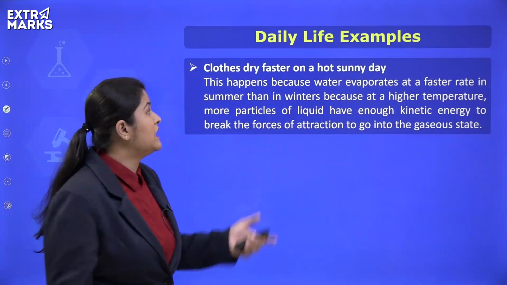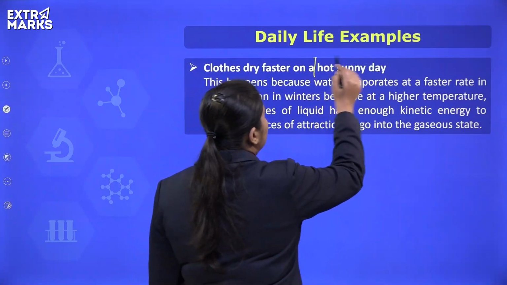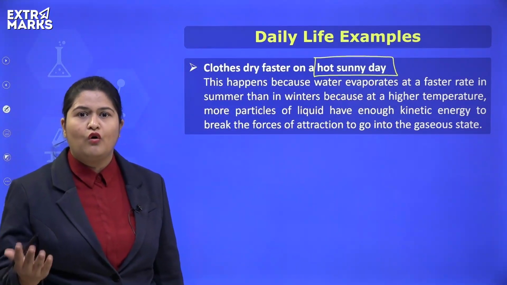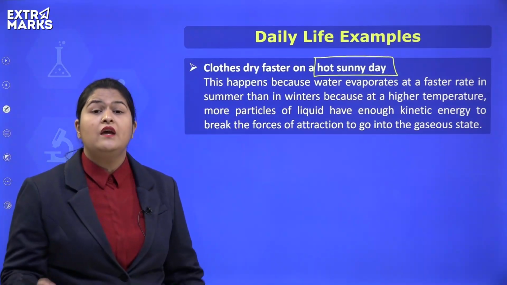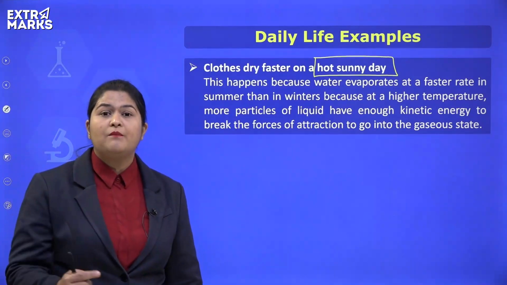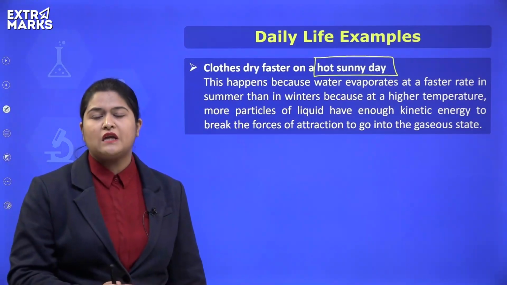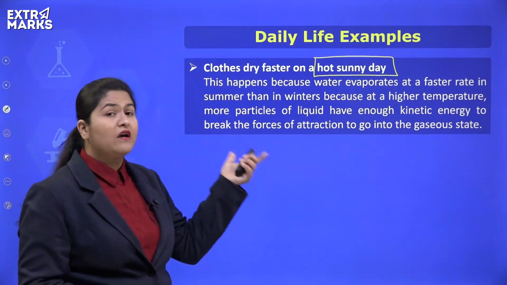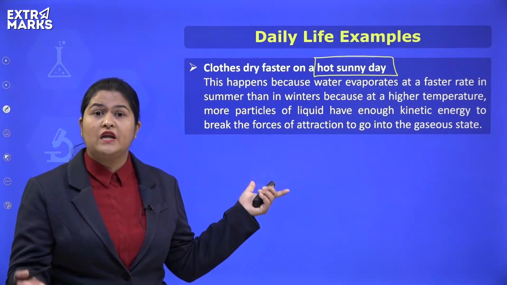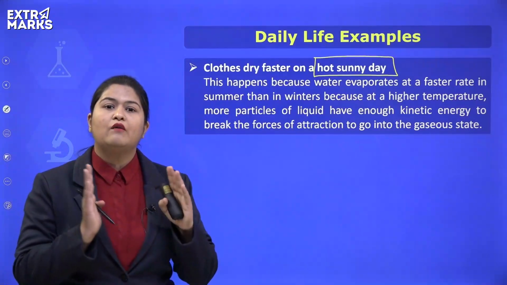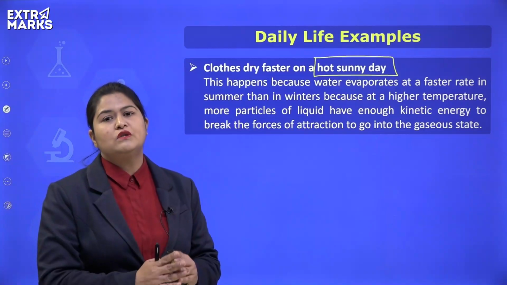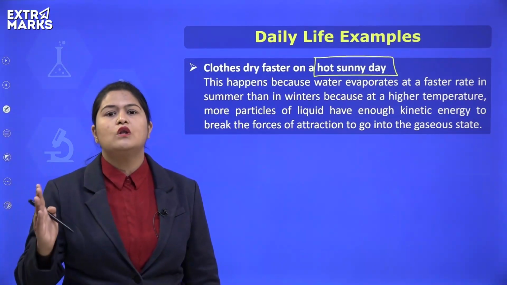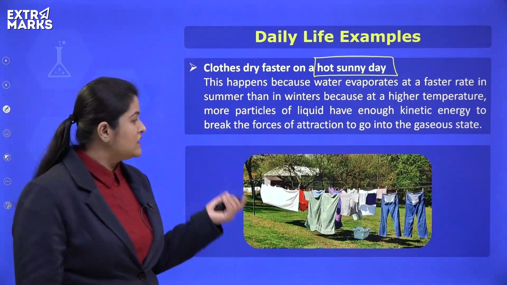So on a hot sunny day, what do you expect? Do you expect temperature to be on a lower side or on a higher side? Obviously, on a hot sunny day in summer season, the temperature remains on a higher side, and that is the reason why our clothes dry faster in summer season on a hot sunny day, because temperature is high, and with the increase in temperature, the speed at which evaporation takes place also increases. So water from our clothes evaporates at a faster rate.